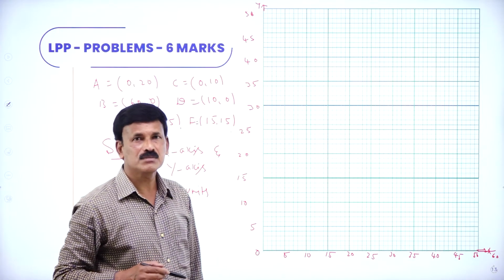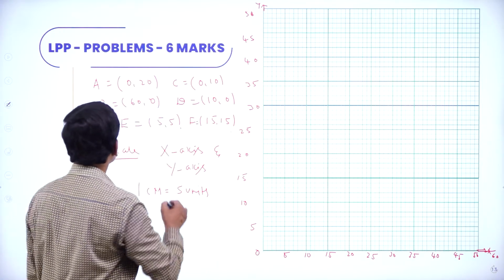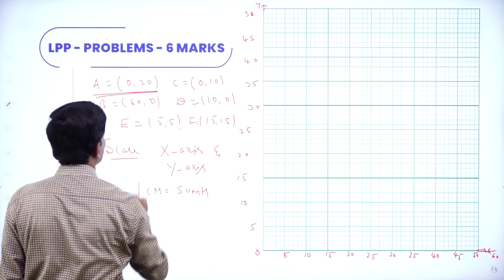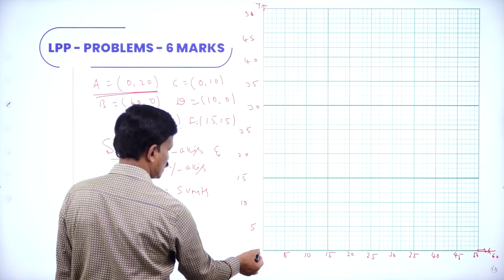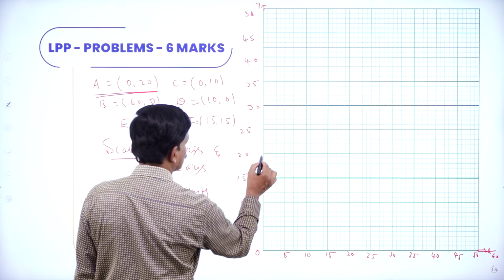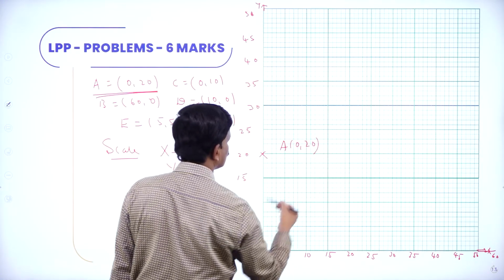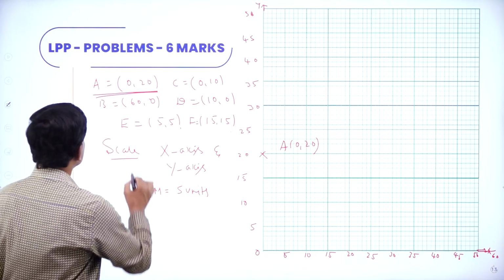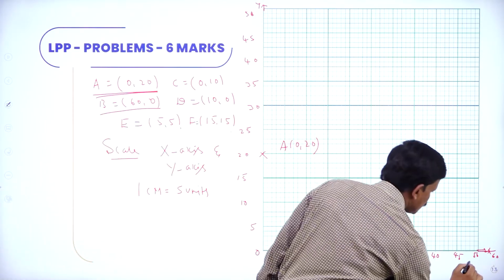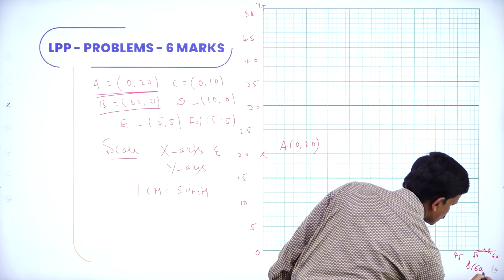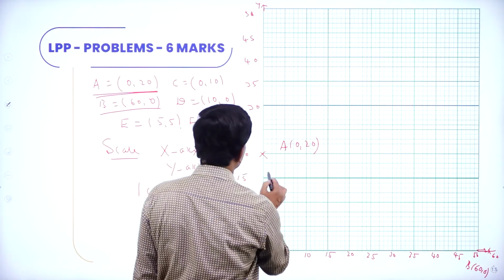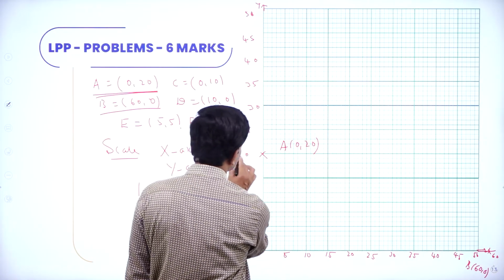Let us assume it as 60. Now the first point A is (0, 20). X is 0, y is 20, so it is here, A. I will write here (0, 20). B, what is B? (60, 0). It is B. Now draw a line. This is a straight line.